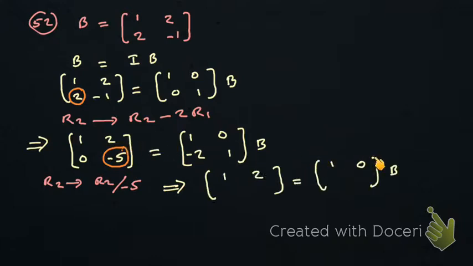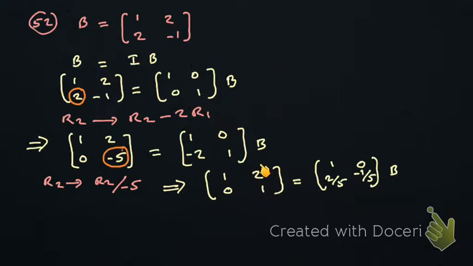First row remains the same because it is not under change: 1, 2, 1, 0 remains the same. Second row is divided by negative 5. 0 by negative 5 is 0. Negative 5 by negative 5 is 1. Negative 2 by negative 5 is 2 by 5. 1 by negative 5 is negative 1 by 5. So I have my A22 as 1.